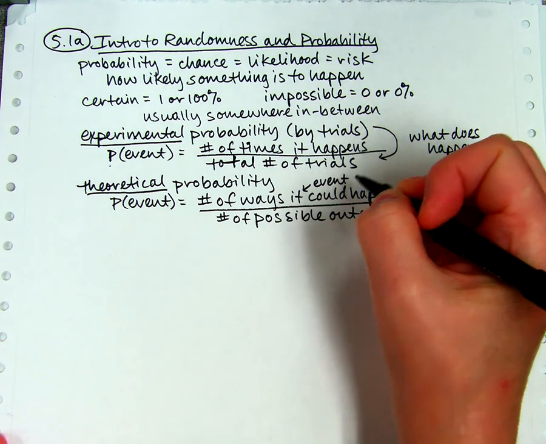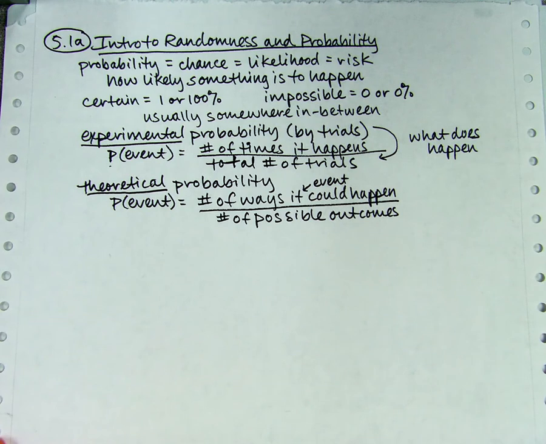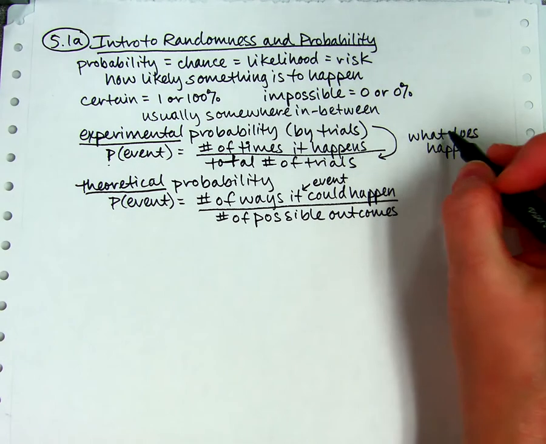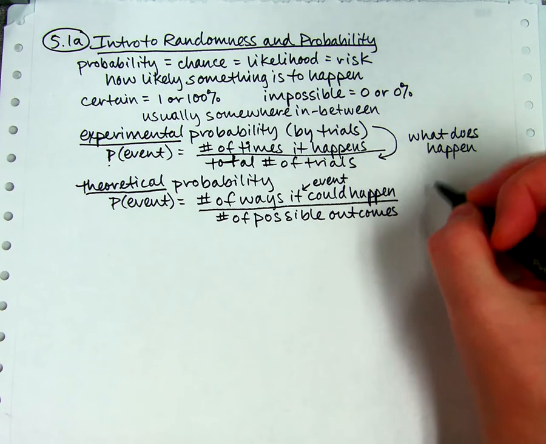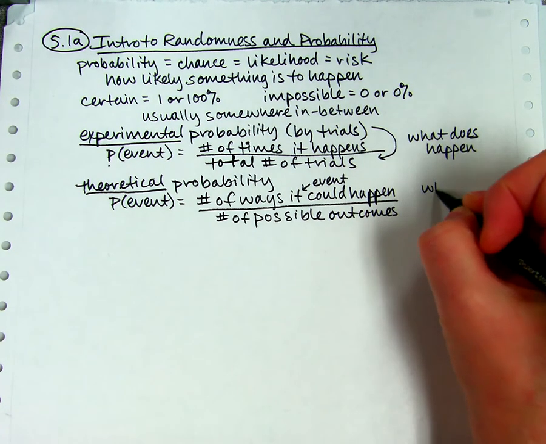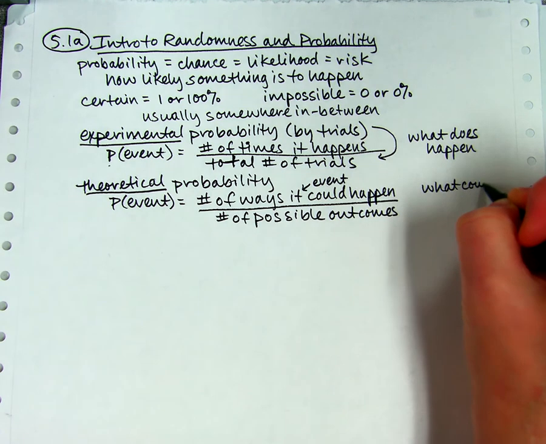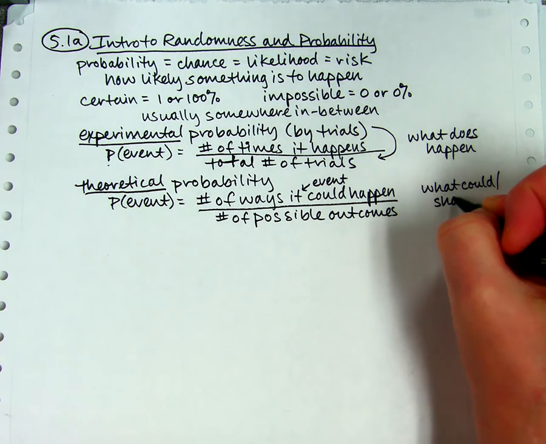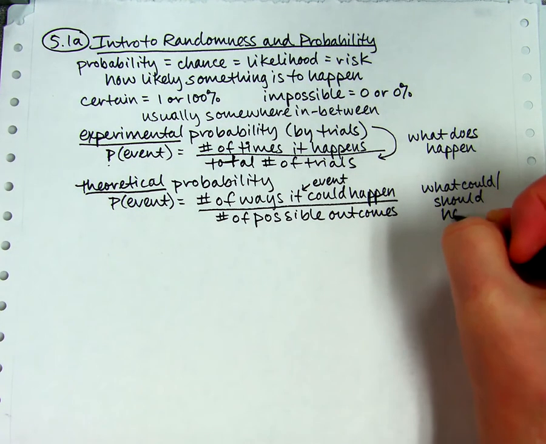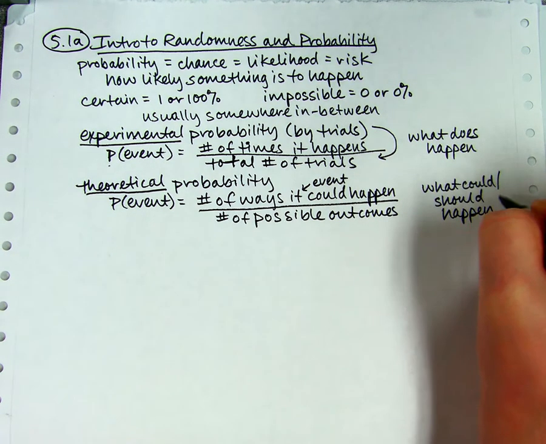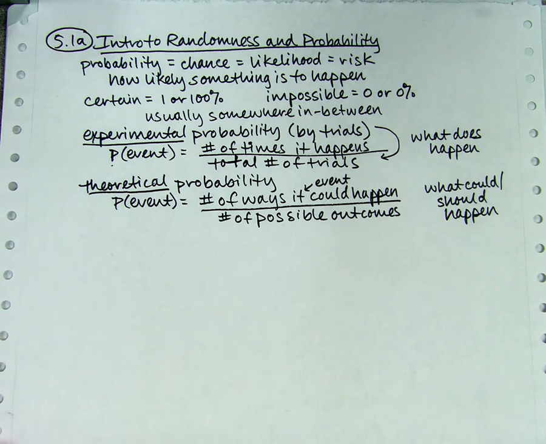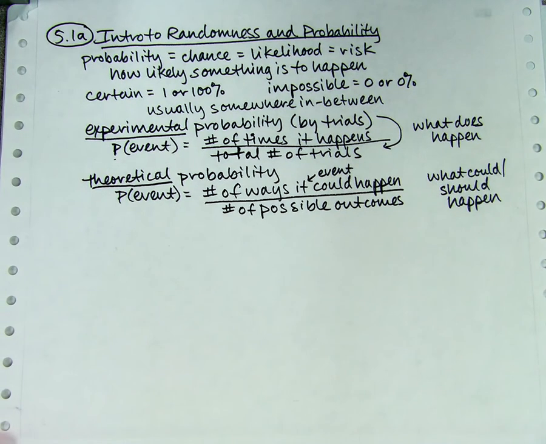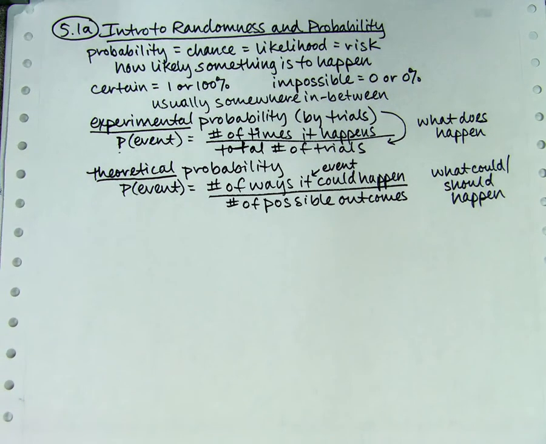And that event could be a coin landing on its head, it could be a die landing on an even number. There's a lot of different things it could be, and we will do a lot of them in this chapter. So experimental is based on what does happen when you try it. Theoretical is based on what could or should happen if you could theoretically do it infinitely many times. And we'll be learning how to calculate those theoretical probabilities. That's a big theme of this chapter.